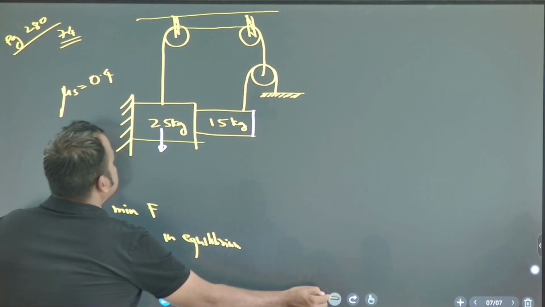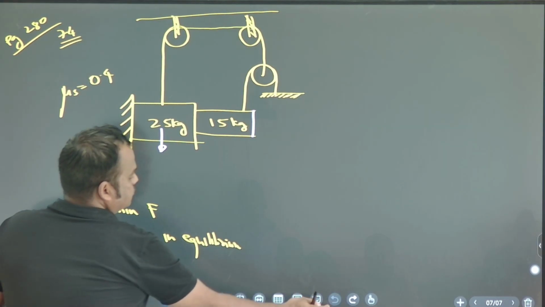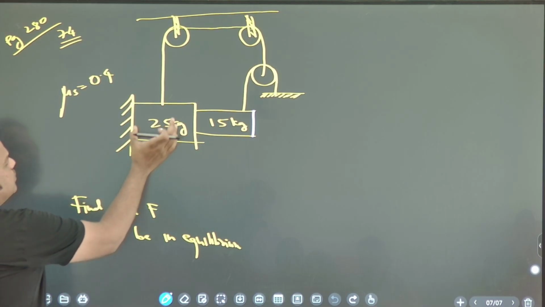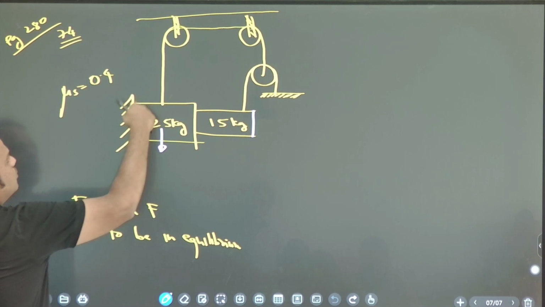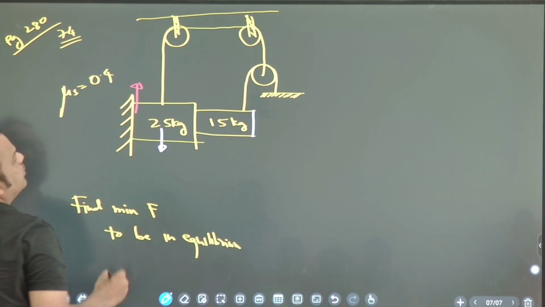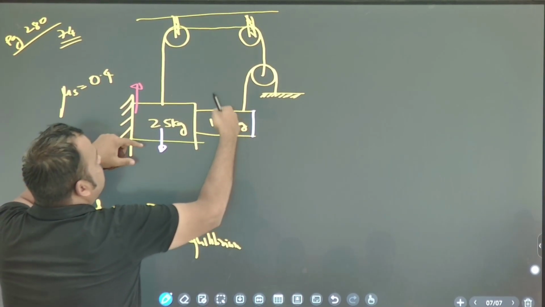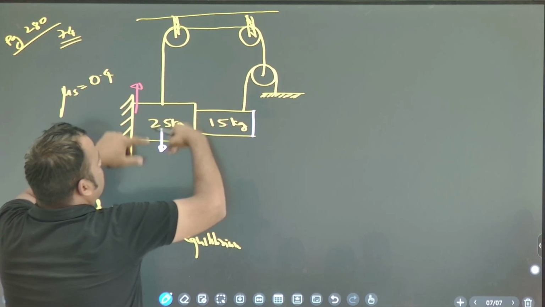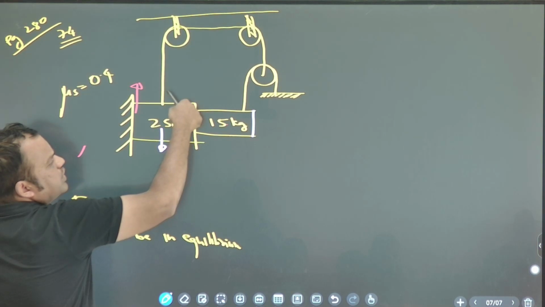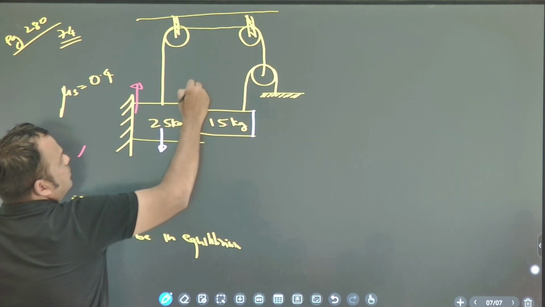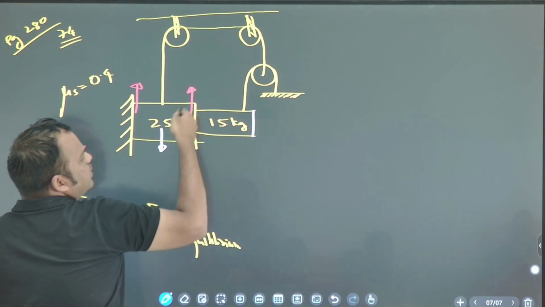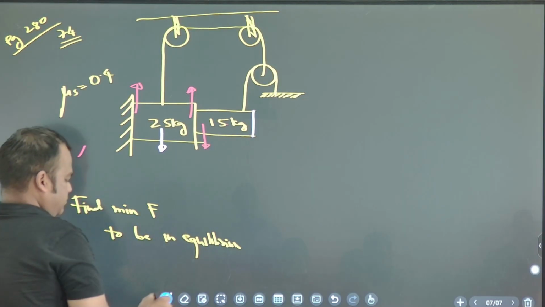See, okay, this is 25 kg. So this is going down. So friction from wall, what is the friction? It will be upward. Here friction is upward, correct? Now relative to 15 kg, 25 kg is going down. So 15 kg will exert friction on 25 kg upwards. Correct, good. And friction on 15 kg due to 25 kg downwards.